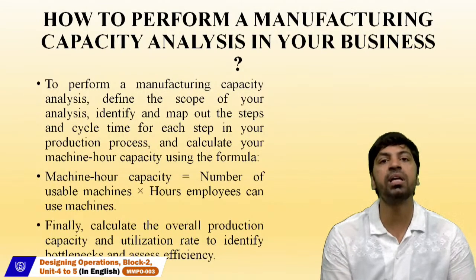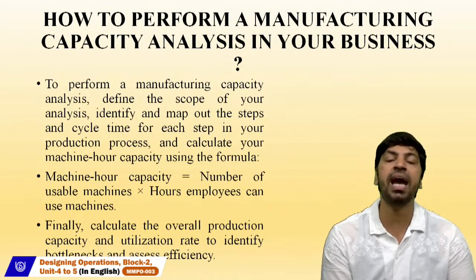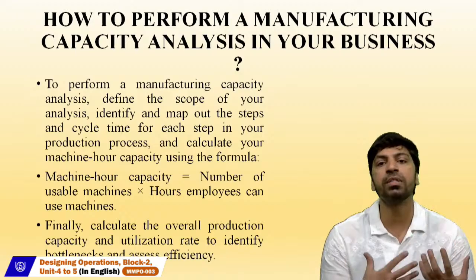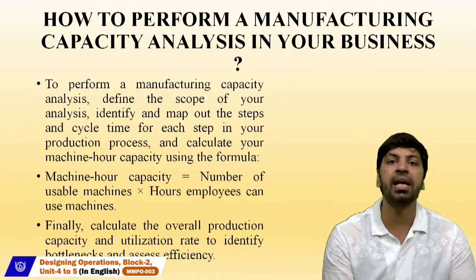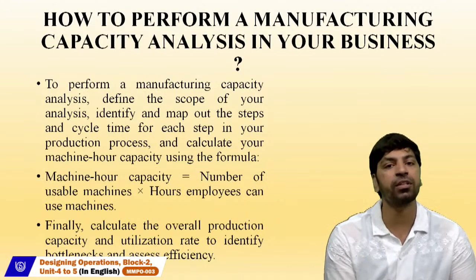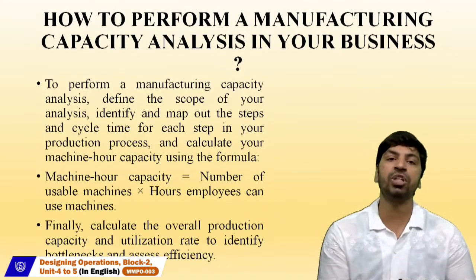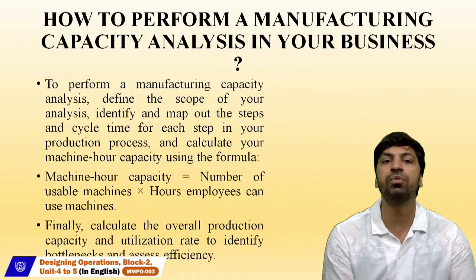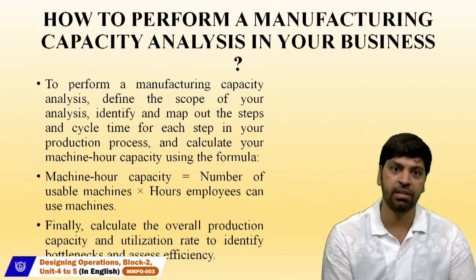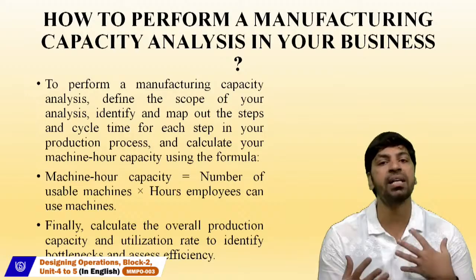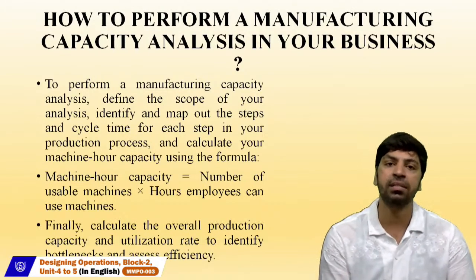And the last topic is how to perform a manufacturing capacity analysis in your business. It totally depends upon the scope of your analysis. Identify and map out the steps and cycle time for each step of your production process, and then calculate the machine hour capacity using the formula: machine hour capacity is equal to the number of usable machines times the hours employees can use the machines. And finally, calculate the overall production capacity and utilization rate, which has been explained in the last slides.